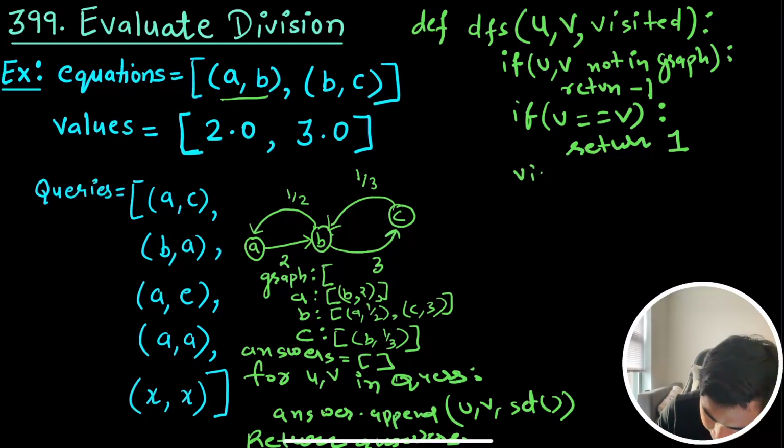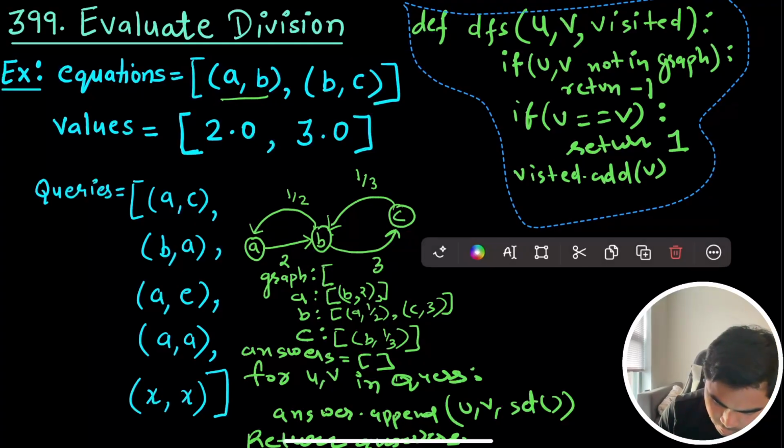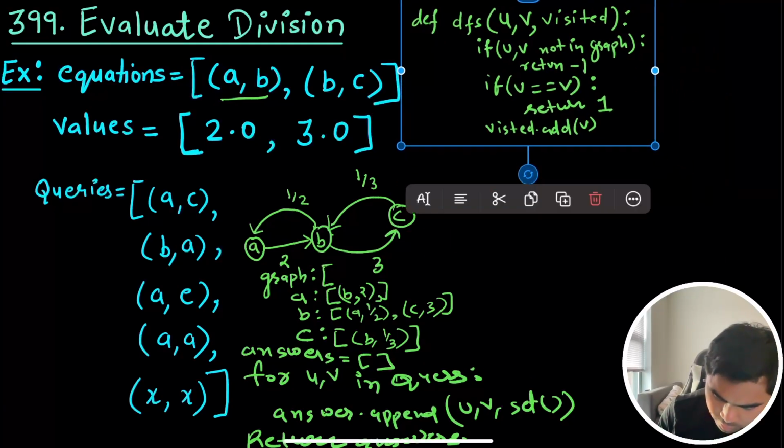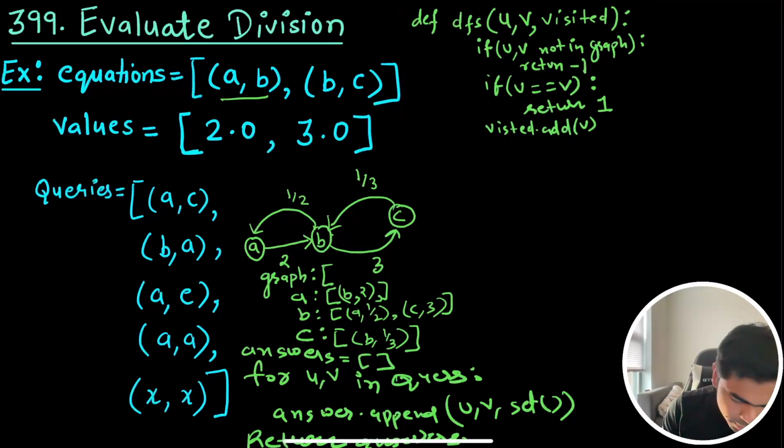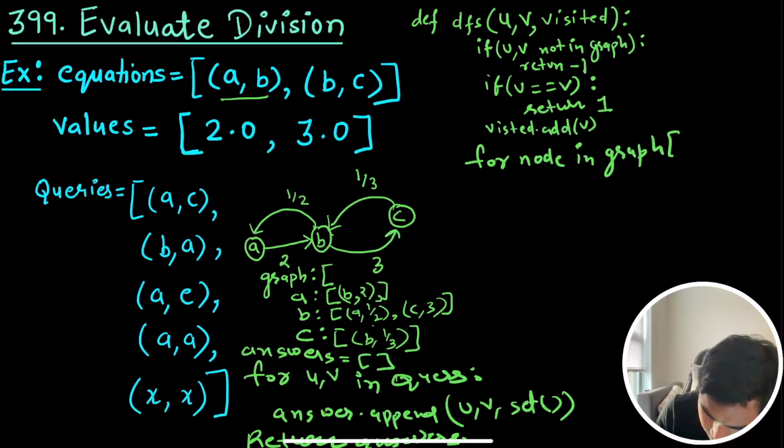But then we are going to add, so visited.add(u), and then we're going to visit all the neighbors of u. So I'm just gonna squeeze this code here a little bit. If you remember here, we stored these values as a pair, so we'll have to be a little careful how we are visiting. So I'll just say node for node in graph of u.